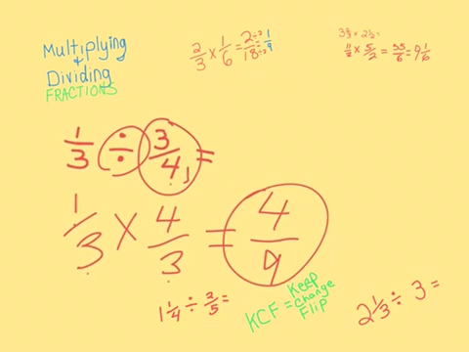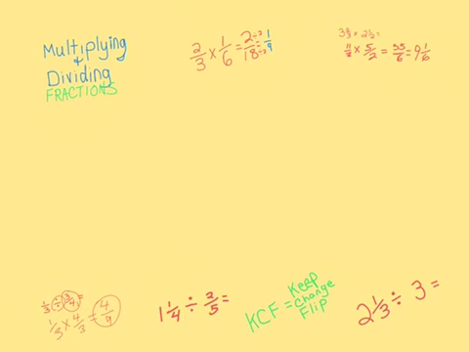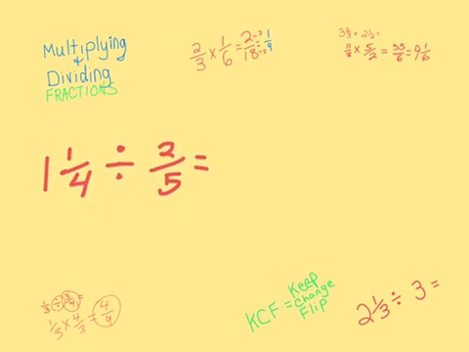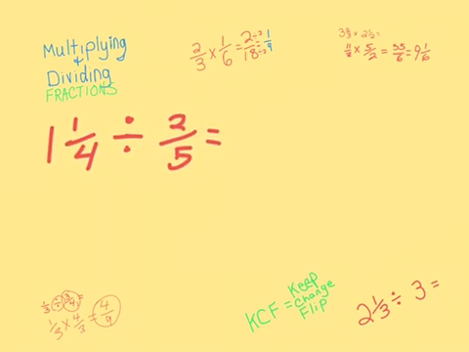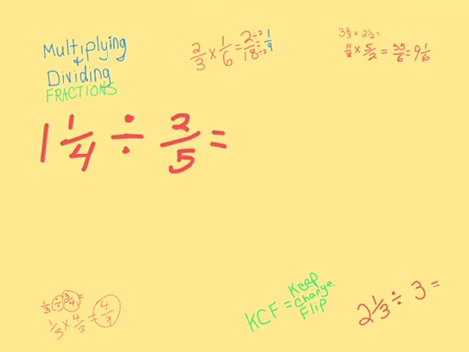All right, so let's go to our next example. This time one of our fractions is a mixed number. Whether we're multiplying or dividing with fractions, you need to work with improper fractions. So I need to change this mixed number to an improper fraction before I either multiply or divide. So 1 times 4 is 4, plus 1 is 5. So that is 5 over the denominator of 4.